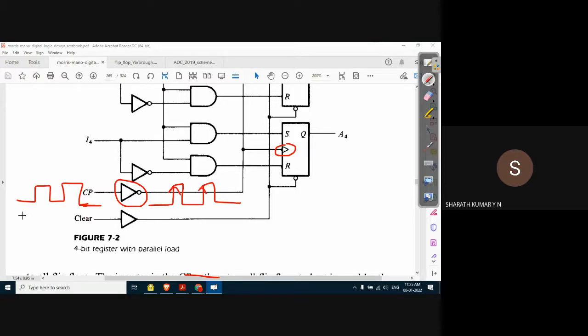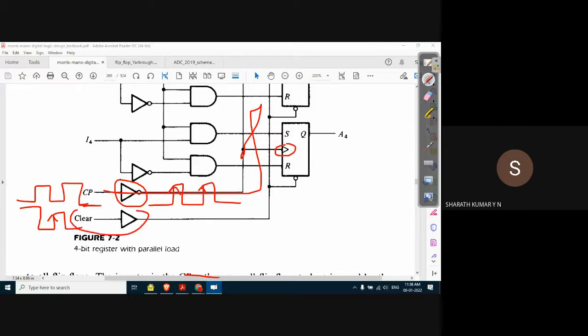Even after complementing, we get something like this. In this case also, it will trigger only on the positive edge. Very simple. Why it is complemented, I'll tell you. We could have straight away applied it to the flip flop. That's also possible. Let's observe the next one.